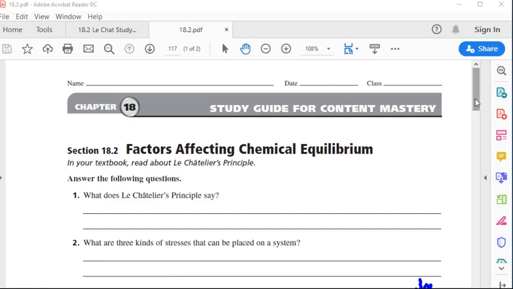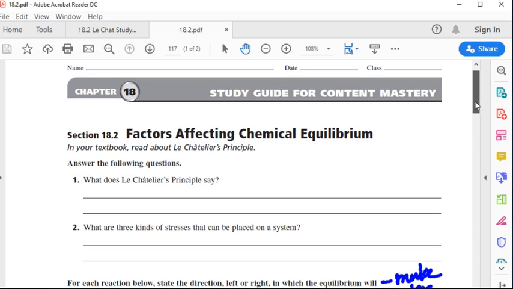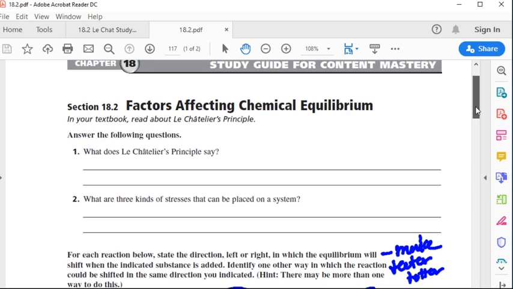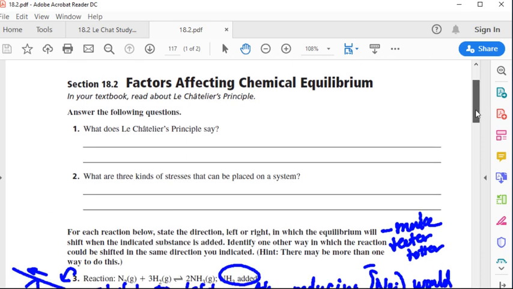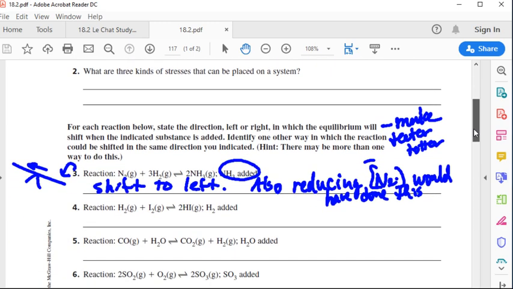You can access this handout. I'll just go through what I'm looking for, and hopefully you should be able to do it. So what does Le Chatelier's principle say? What are three kinds of stresses? You'll find that all in EQ 1.6. Now this question is kind of a neat one.